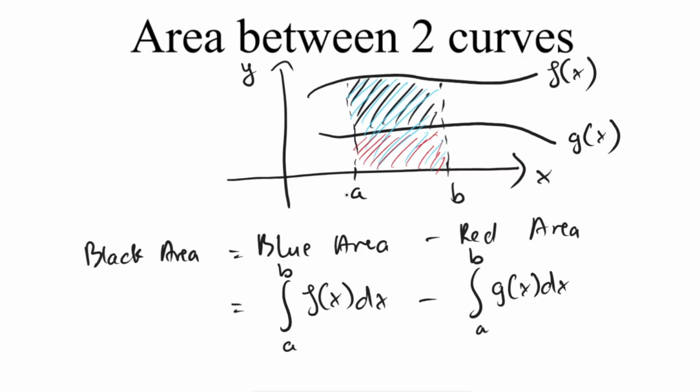So whenever you want to find the area between two curves, you have to identify which curve is the upper curve and which curve is the lower curve. And then you find the integral from a to b of the upper curve, and you subtract the integral from a to b of the lower curve. And then you will have the area between two curves.